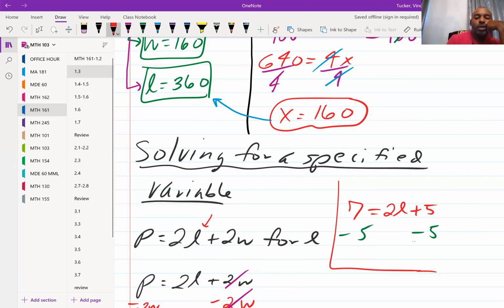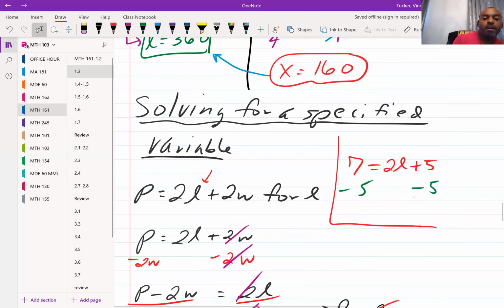So you're going to treat them the way you would treat your numbers. So here we have P equal to 2L plus 2W. That's our perimeter formula that we just finished using. I'm going to solve for L. That means we're going to get L by itself. So if I had this type of setup, 7 equal to 2L plus 5, my first move would be to subtract 5 from both sides. So I can treat these letters the same way. I have P equal to 2L plus 2W, and I'm going to move this 2W by subtracting 2W from both sides.